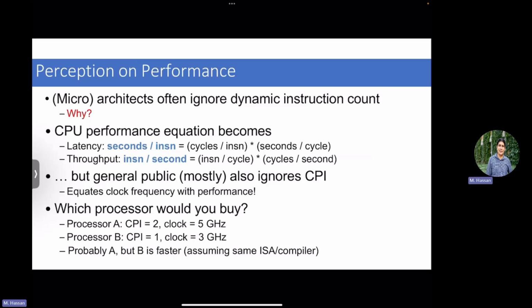Okay, so here is some discussion about what we were talking about. Microarchitects often ignore dynamic instruction count, right? Why is that the case? It's not that we want to, it's usually that we ignore the dynamic instruction count for two reasons. First of all, it's mainly depending on the application. And yes, you are optimizing your hardware for a particular application, but for a particular application family, not for one application, right?